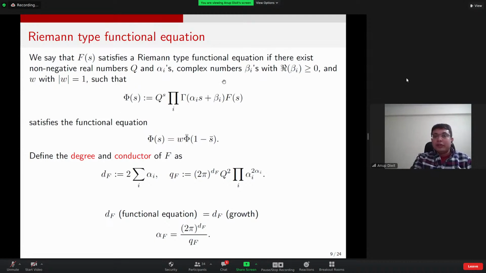Now remember that whenever we have a functional equation, we automatically have a growth condition. But the growth condition as such is a much weaker condition. There will be many functions which may or may not satisfy the functional equation, but would satisfy the growth condition. These definitions are more general than the case when we have a functional equation.